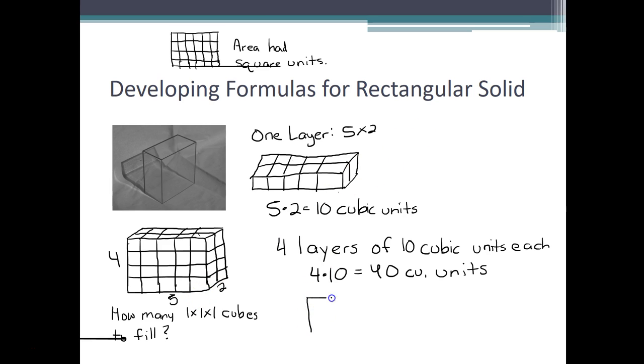So let me draw just another rectangular solid real quickly here. You can do length times width to see how many are in one layer, and then multiply that by height to see how many are in all the layers together. So that's the volume of the box. Length times width times height. That's how it's done. So it's the three-dimensional version of finding area. You have to add that third dimension of height in there.